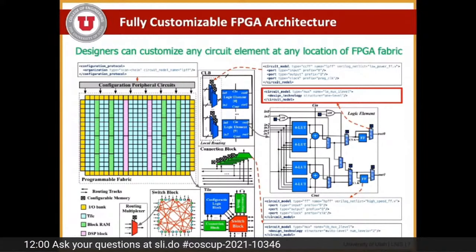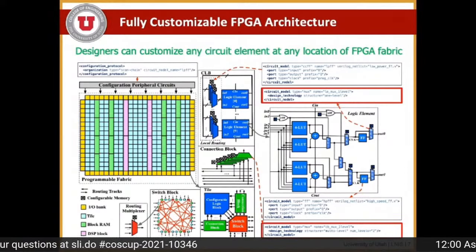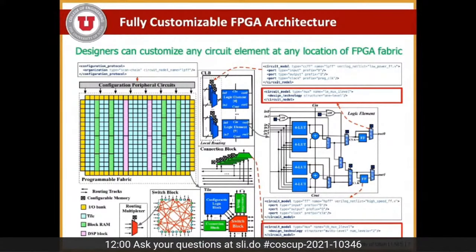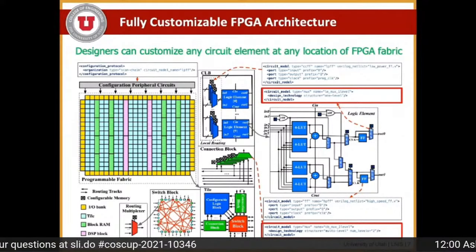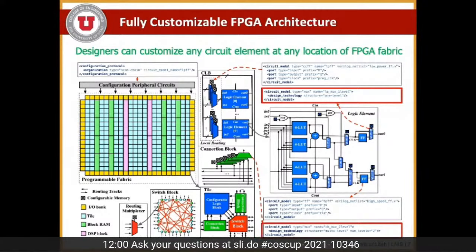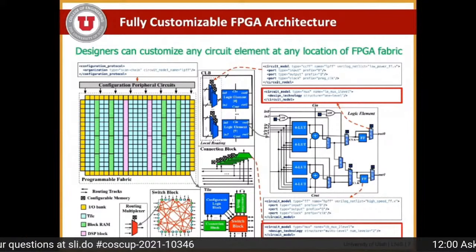However, chip designers may prefer different types of multiplexers by trading off area, delay, and power. In this example, we show that people can also customize the routing multiplexers in a different location. That's the connection block, saying that I don't want a one-level multiplexer here, but I do want a two-level multiplexer here for better performance.